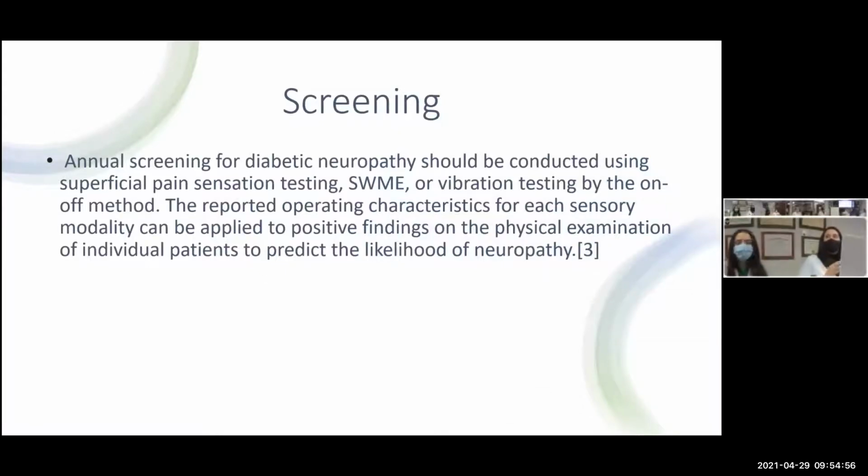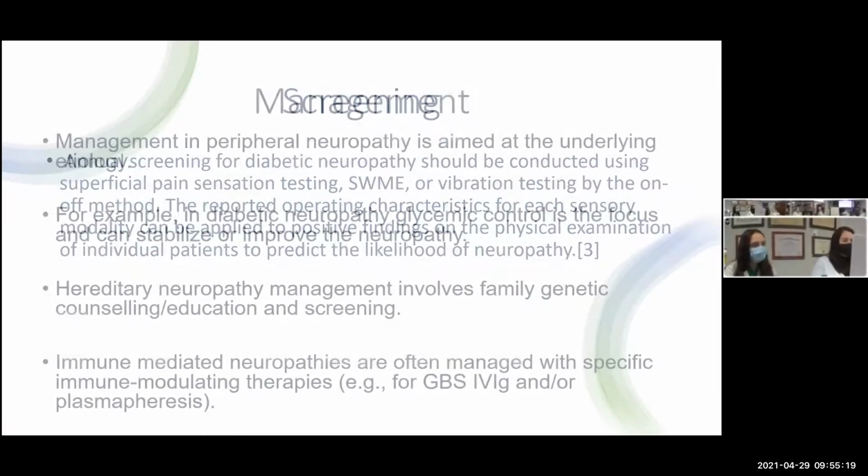I'm just going to talk about the screening for a second for diabetes, since it is the most common cause. It's very important that diabetics have an annual screening for diabetic neuropathy, and it should be conducted by superficial pain sensation testing, SWME, or vibration testing. And these, along with positive findings on your physical exam, can predict the likelihood of neuropathy in your patient.